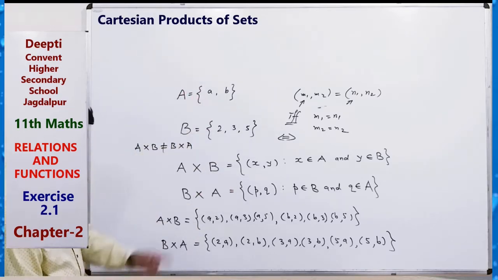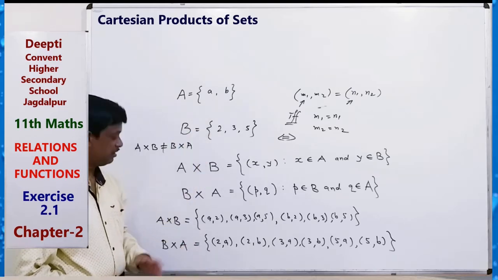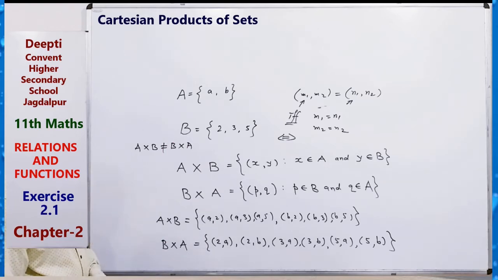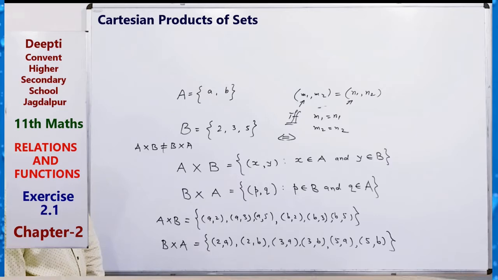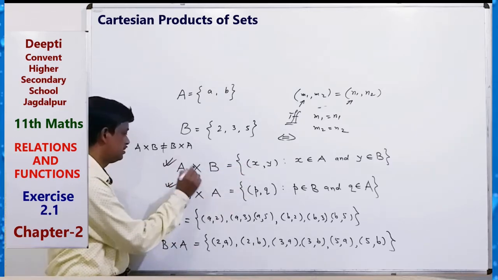Clear? A cross B and B cross A are different, except when A and B are equal, then A cross B equals B cross A. It's very clear. Okay? So this is the definition. A cross B equals this, and B cross A equals this.